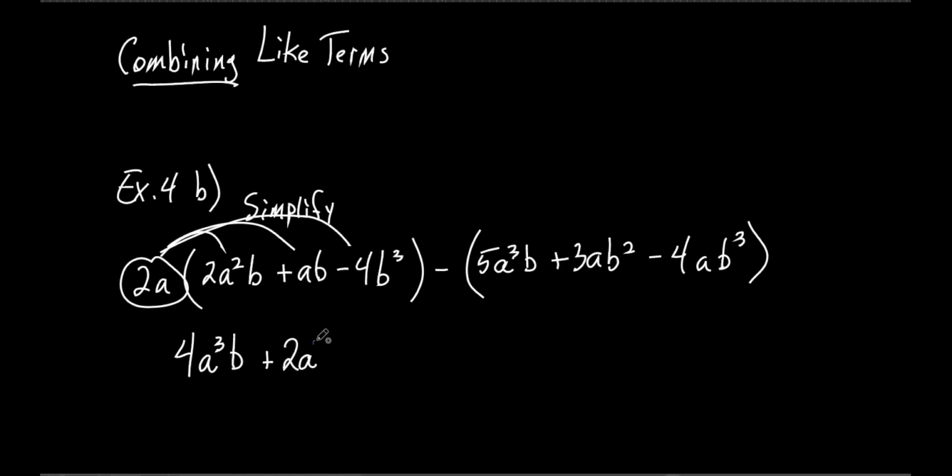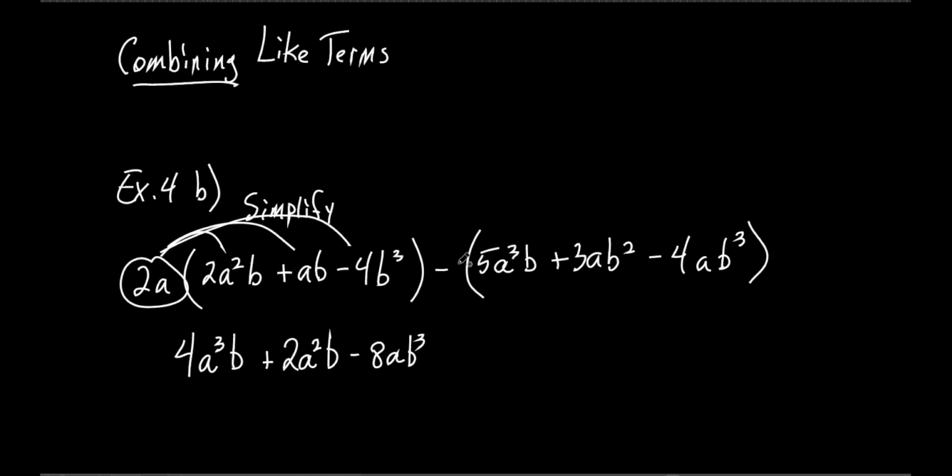2a squared, we'll say. B minus, right here. 2 times 4, 8. There's no a here, so I just write what? A b cubed. Okay? That wasn't hard, right? A little distributive property. Minus.